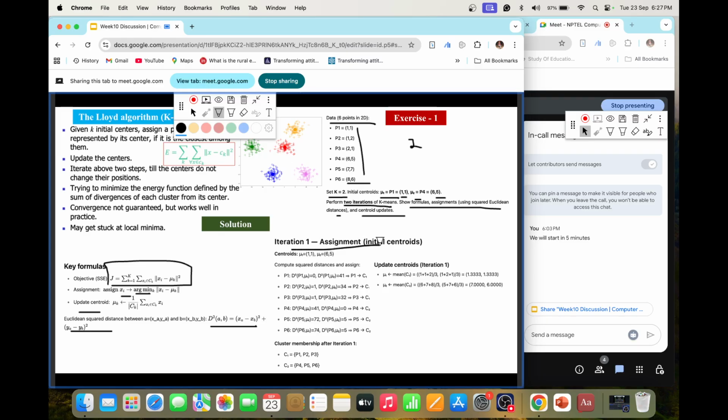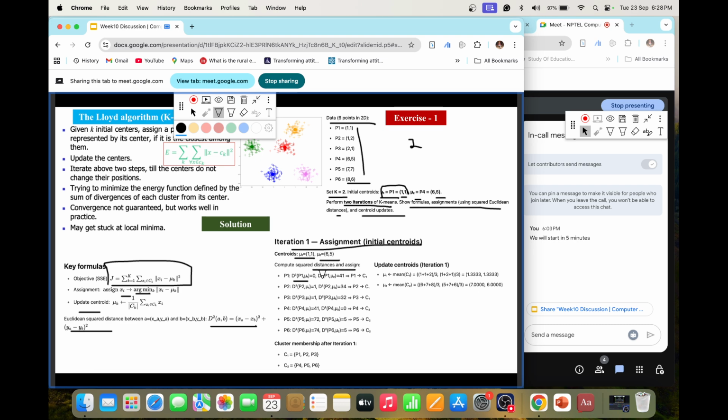So iteration 1, how we start iteration 1. The initial centroids are given for the clusters. The initial centroid for cluster 1 is mu1, and the initial centroid for cluster 2 is mu2. Now our second step is to compute squared distances and assign each point to a particular cluster. So first, to assign each point to a particular cluster, we have to compute the squared distance of P1 and mu1. P1 is the point and mu1 is the first centroid.